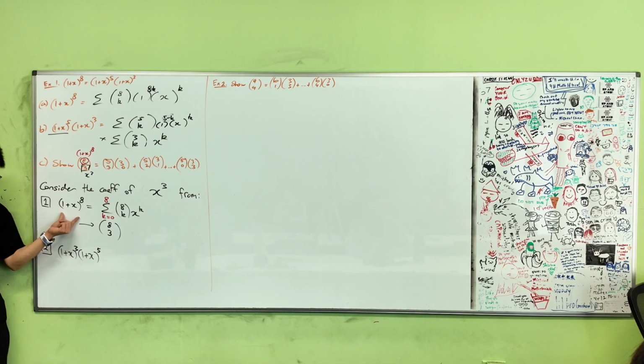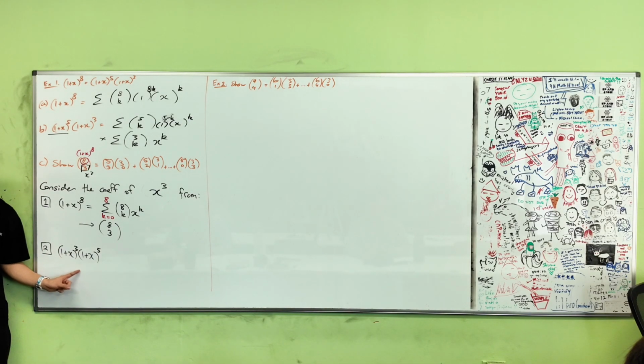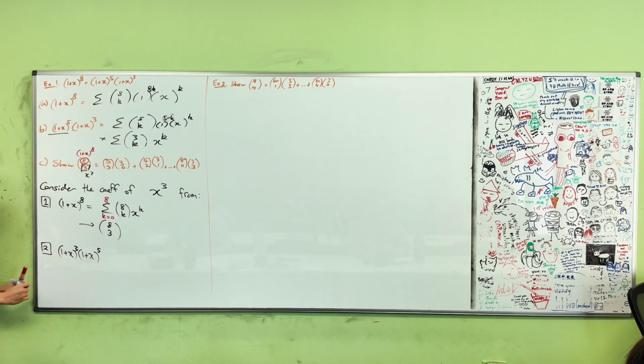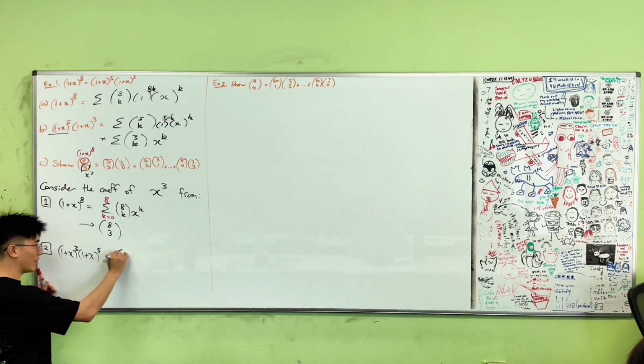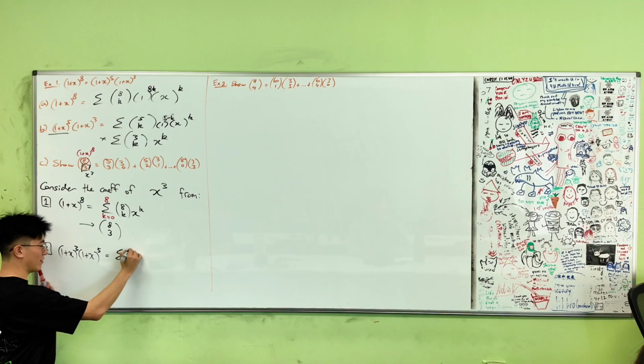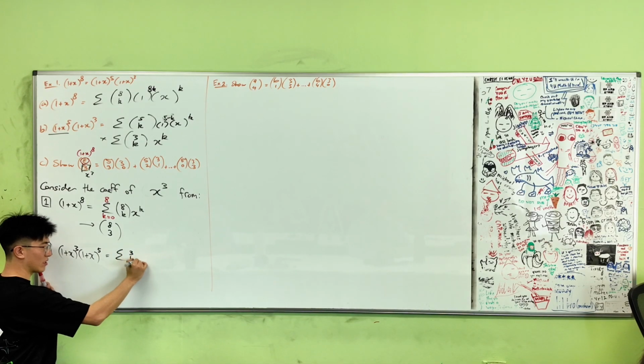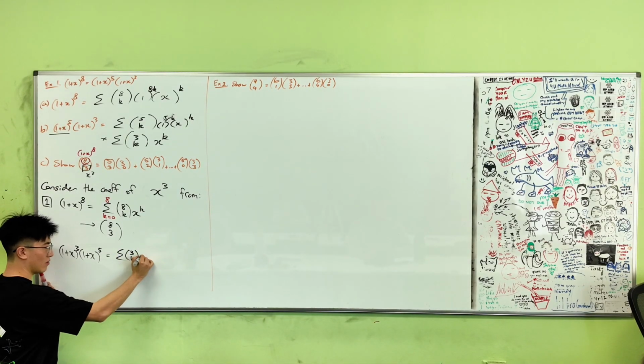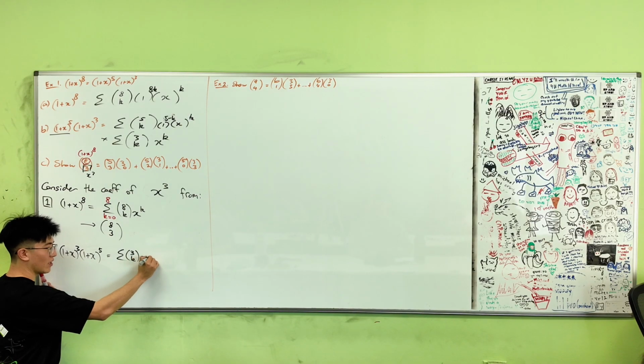Sounds good so far? Now, every time I see this, I write sigma. So I'm going to rewrite this in sigma notation. Vincent, help me out. What do I write for this one? 3 choose k. Yeah. 1. Which is just 1. x to the power of k.